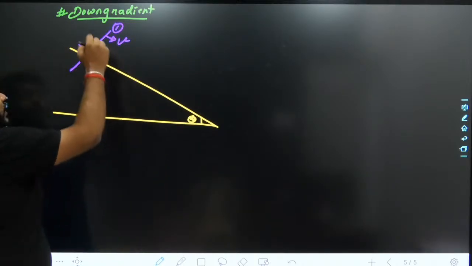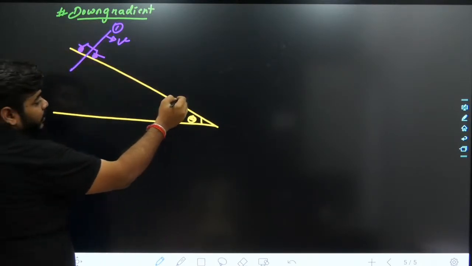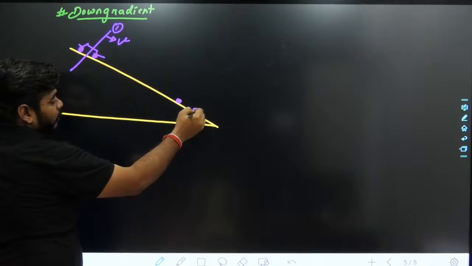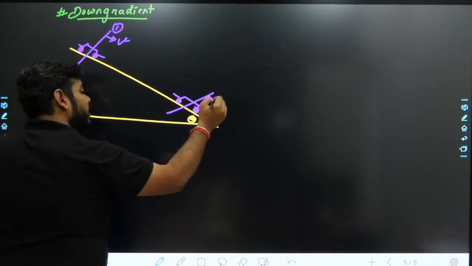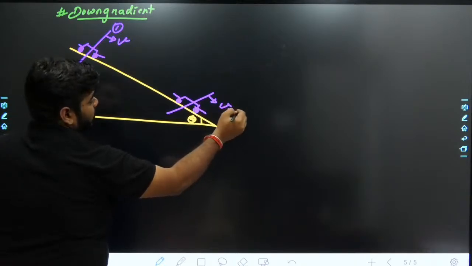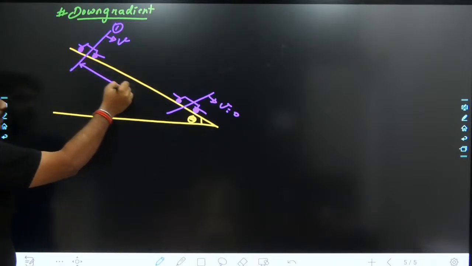Fine. So what is happening? The moment you see an object, you apply the brake, and the velocity will become 0. What we need to calculate is just the braking distance in between these two positions.